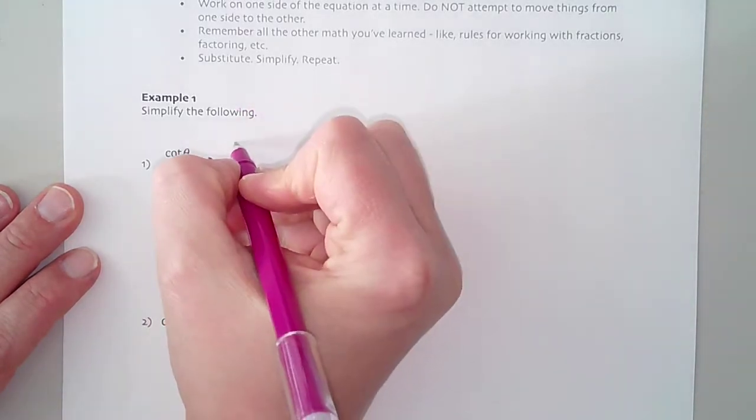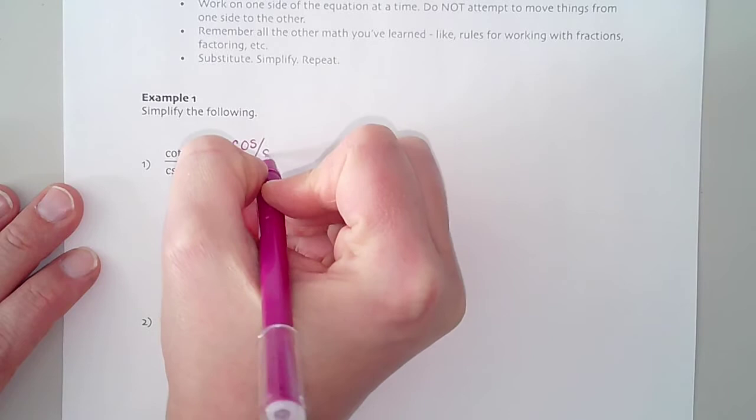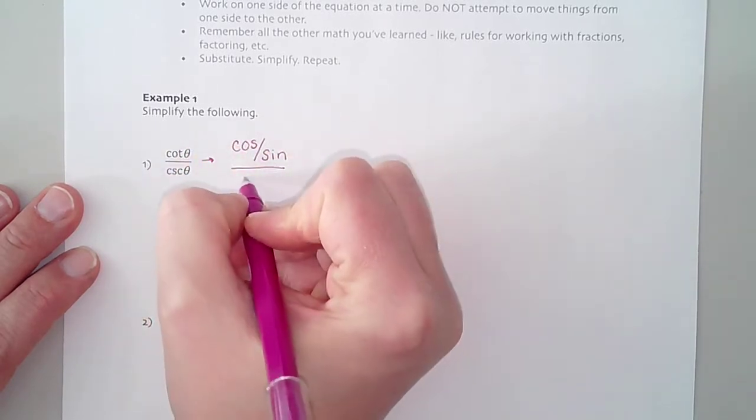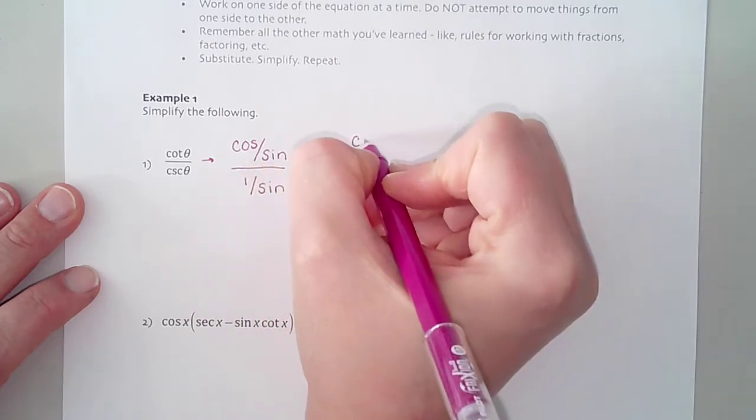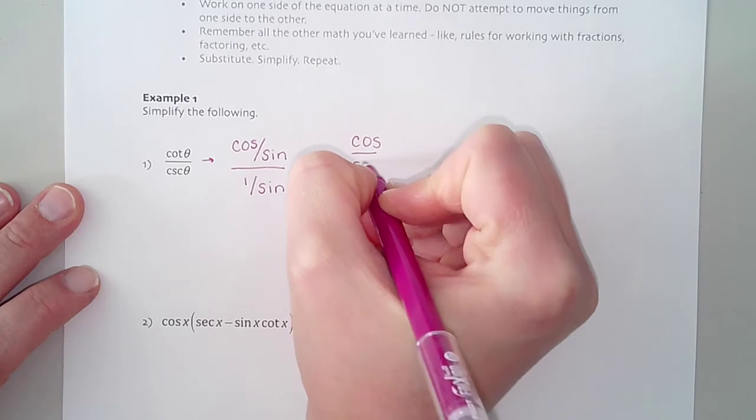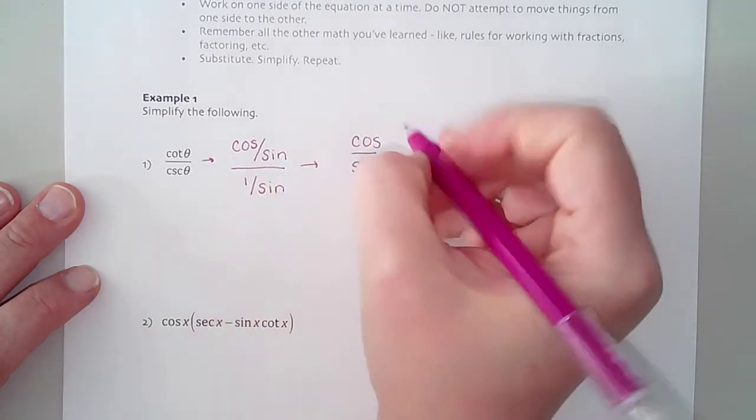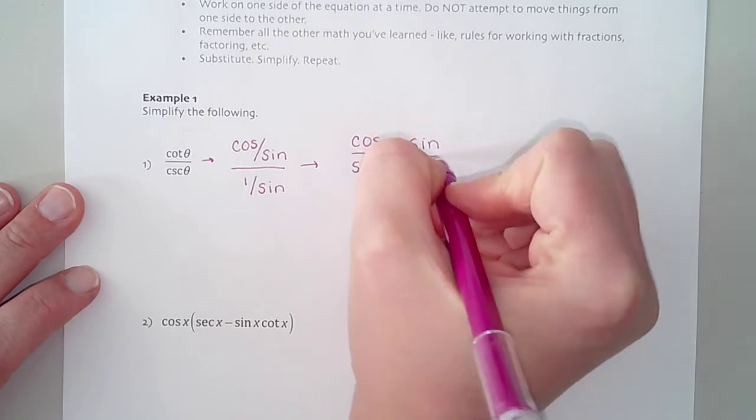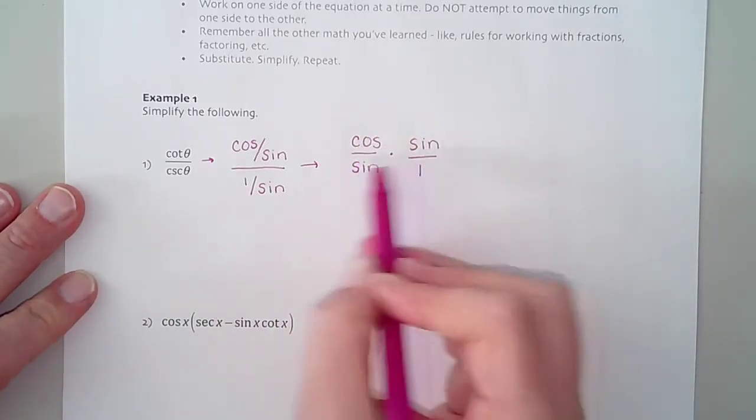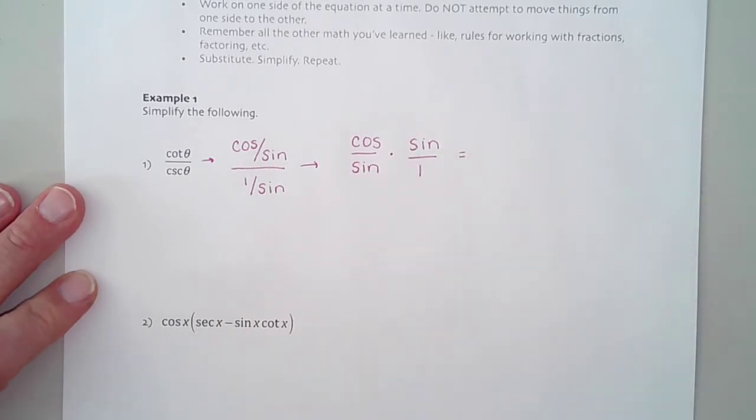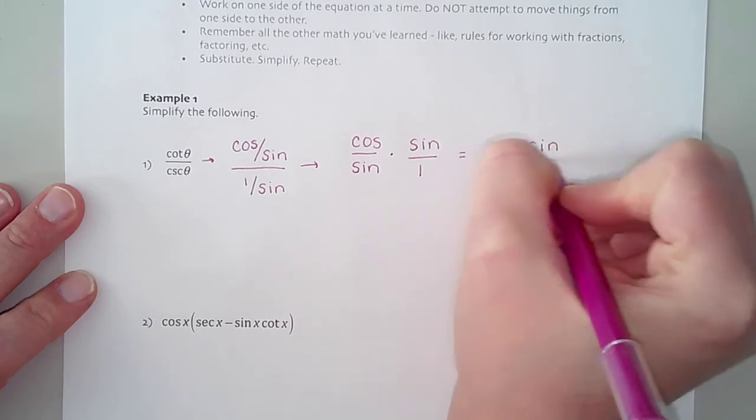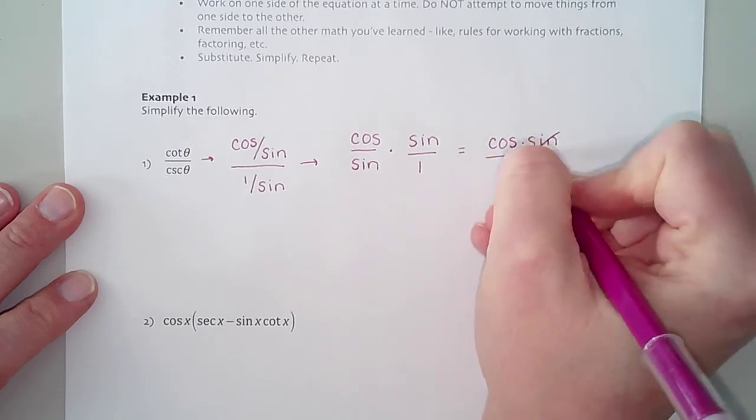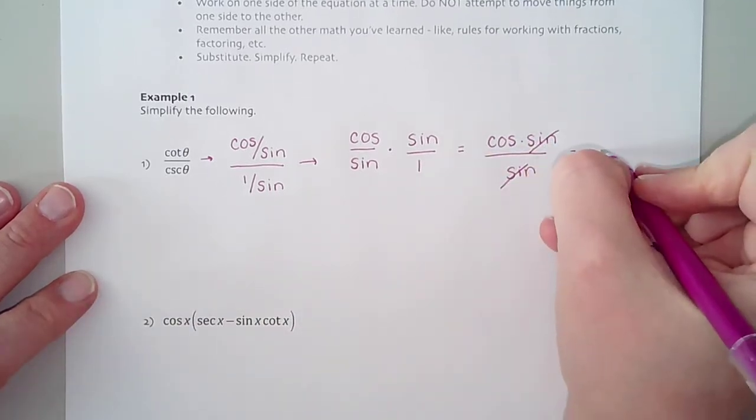So cotangent is cosine over sine, and cosecant is 1 over sine. Okay, when I divide fractions, I'm really multiplying by a reciprocal. So this becomes cosine over sine times the reciprocal of 1 over sine, which would just be sine over 1. Okay. When I multiply, I'm going to write this out the long way, and then I'll show you a shortcut we could take here, but this becomes cosine times sine over sine, and then I am allowed to cancel the two sines out, and this just becomes cosine.